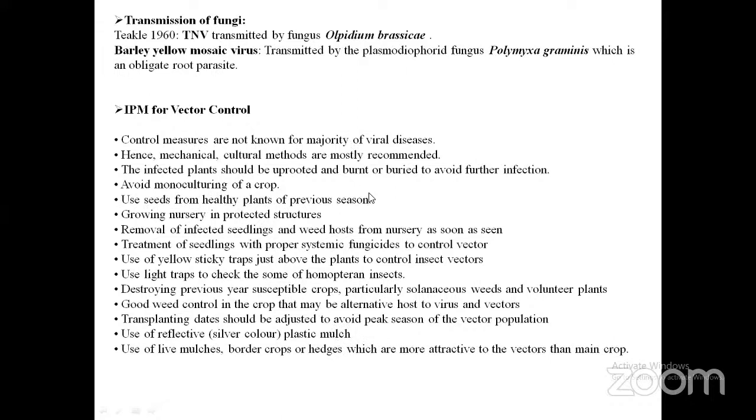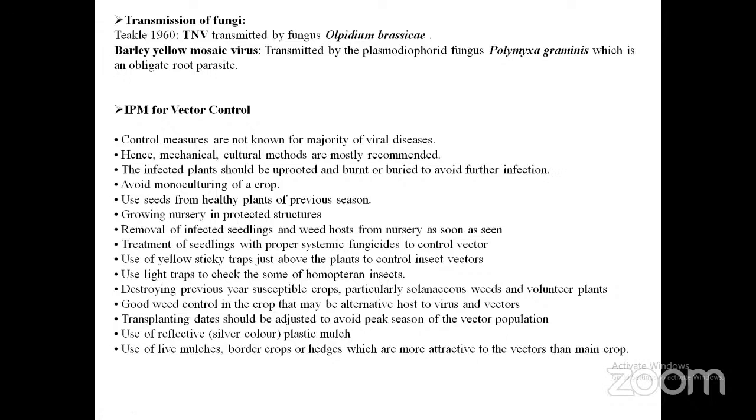Control measures are not known for a majority of the viral diseases because they are difficult to control, as there are no viricides as such that we can use, like in the fungus, in the bacteria, right? Hence, mechanical and cultural methods are mostly recommended. The infected plants should be uprooted and burnt or buried to avoid further spread. This is the foremost and the most important control measure, as we know for now.